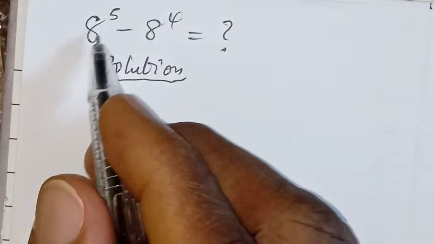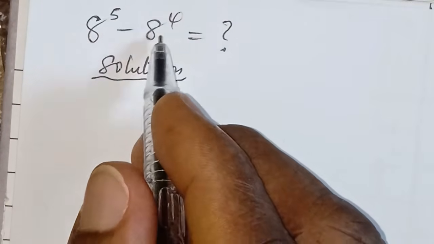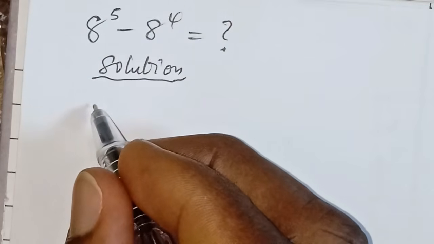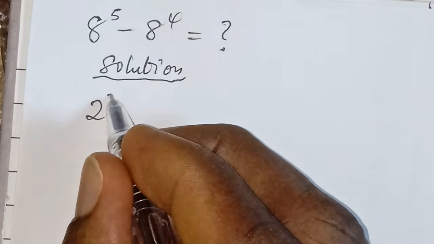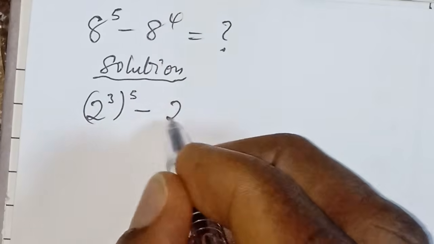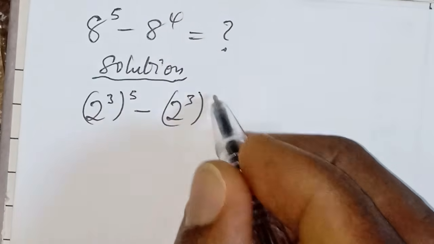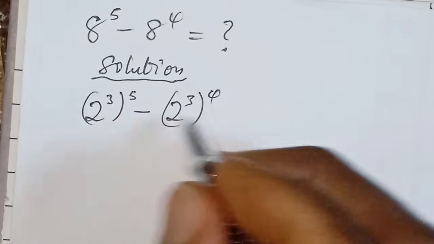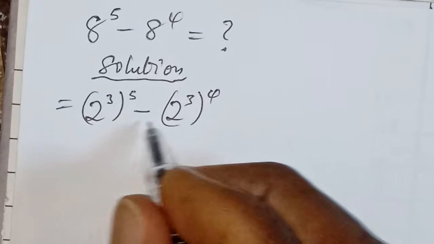So from here, we can simplify this 8. We have that written as 2 power 3, then power 5, minus 2 power 3, then power 4.